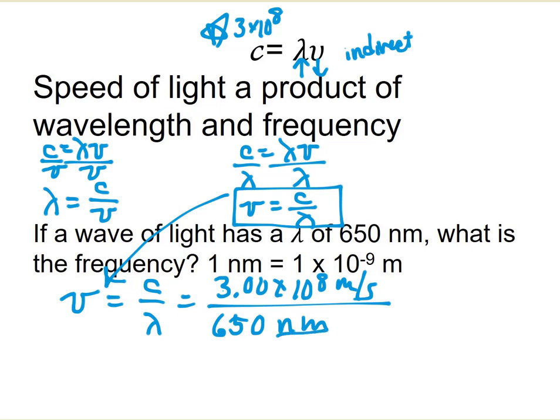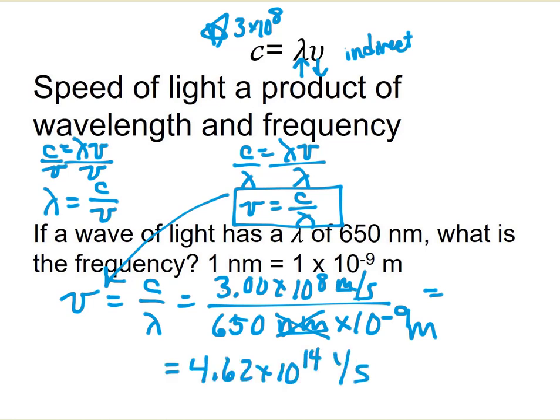Notice this is in nanometers and this is in meters, and so you can't cancel it. So I'm going to change nanometers by crossing out nanometers, and I'm just going to tack on a times 10 to the minus 9, and then that would give me my meters. When I do my math, I get 4.62 times 10 to the 14th, 1 over s, or you'd also see it as an s to the minus 1.